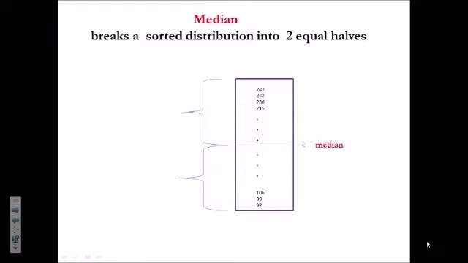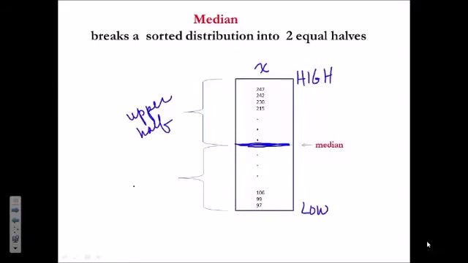The median is a fractile that breaks a distribution up into two pieces. If we have a sorted distribution from high scores down to low scores, the median is a fractile which breaks the distribution into two pieces, the upper half or top half and the lower half or bottom half.